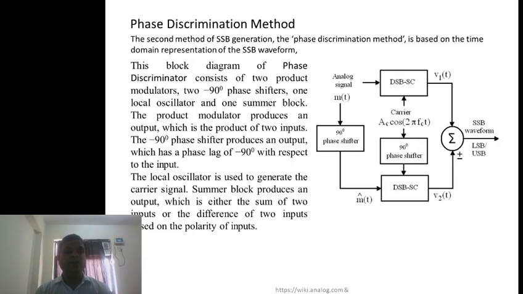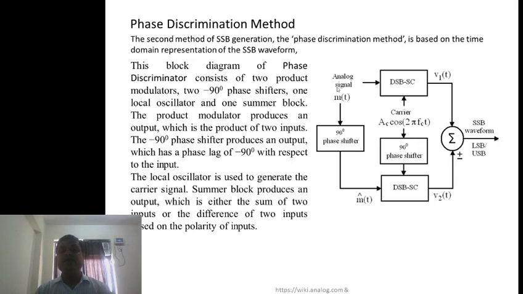See this block diagram, it consists of two product modulators. The DSB-SC is nothing but a product modulator, and this product modulator is connected with a phase shifter. It means the carrier signal applied in the first product modulator is cos omega c t, then in the second product modulator it is sin omega c t. Similarly, the message signal in the first double sideband modulator is m(t), but in the second it is m dash(t), again a 90-degree phase shifted version.